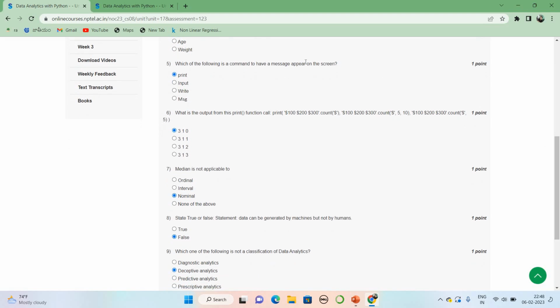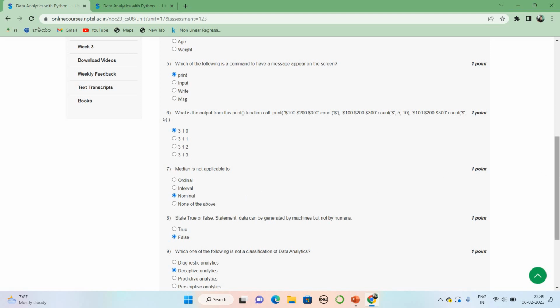Right. Now coming to question number 5. Which of the following is a command to have a message appear on the screen? It is nothing but the print command. So what I have given here is print. Now what is the output from the print function? Here it is $100, $200, $300, count, $5, 10, and this. For this the answer is given as 310. Okay. So median is normally not applicable to nominal data.